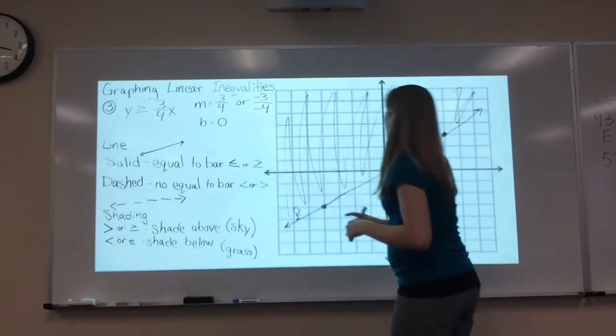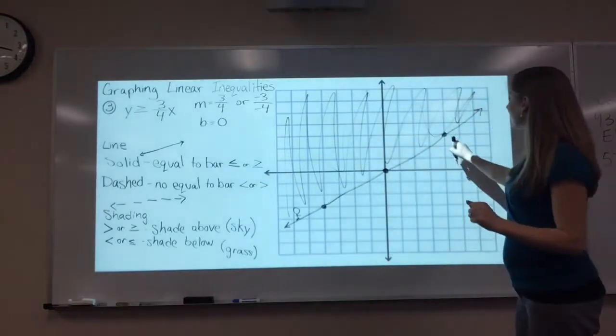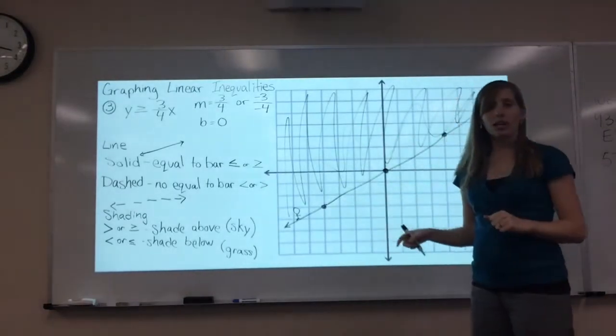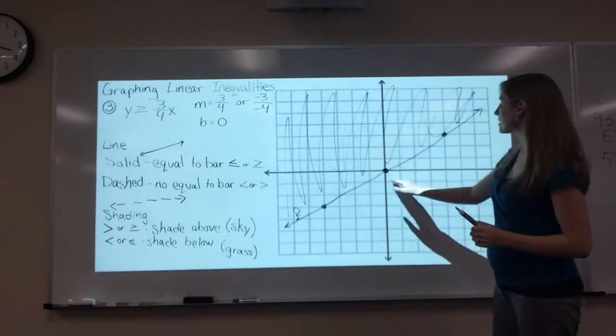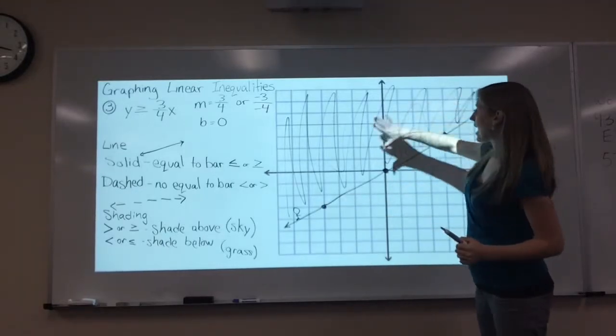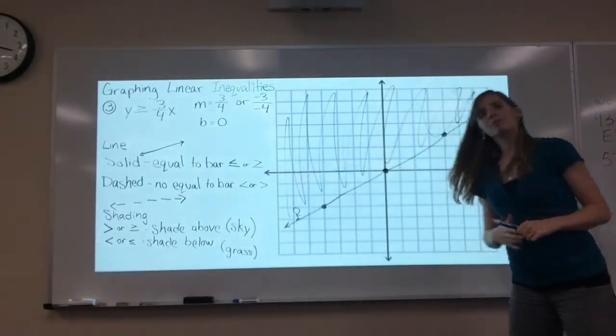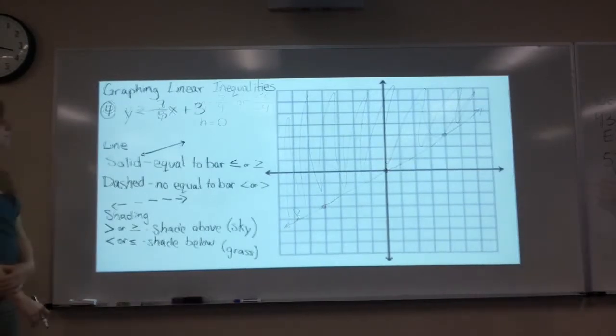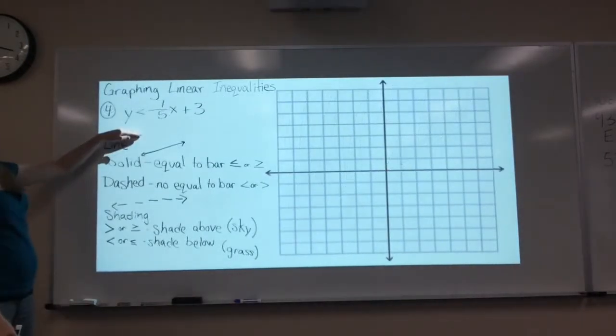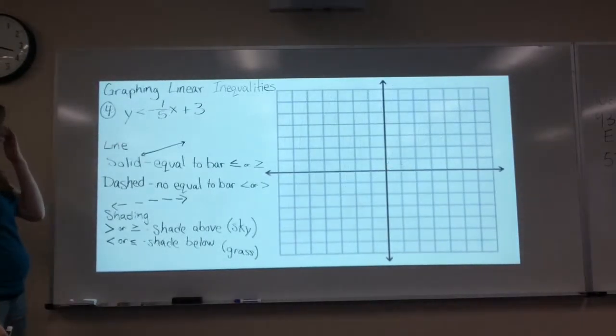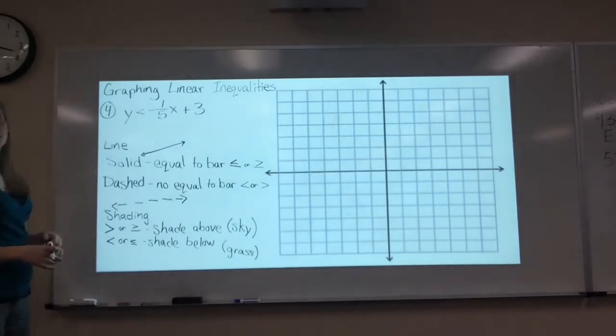Now remember, because this is equal to, the line is a solution now, okay? The line represents answers as well as the shaded area. Both are solutions.